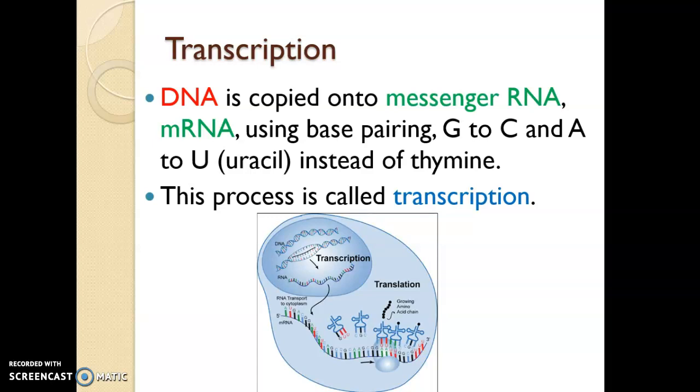If you remember from earlier in the discussion, there are two processes that take place in order to produce proteins, and those are transcription and translation. Transcription is the first process that takes place, and it takes place inside of the nucleus of the cell. Here, DNA is copied onto messenger RNA using the base pairings G to C and A to U instead of thymine. So adenine, which normally would have paired with thymine, thinking back to DNA, now pairs with uracil instead. This process is called transcription.